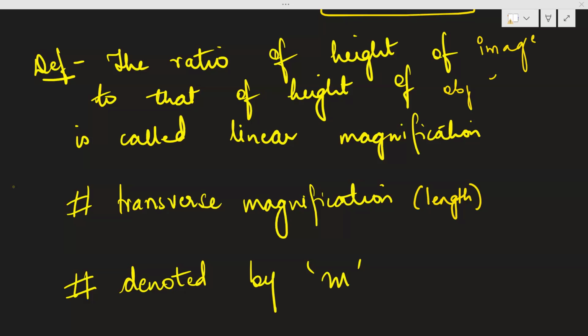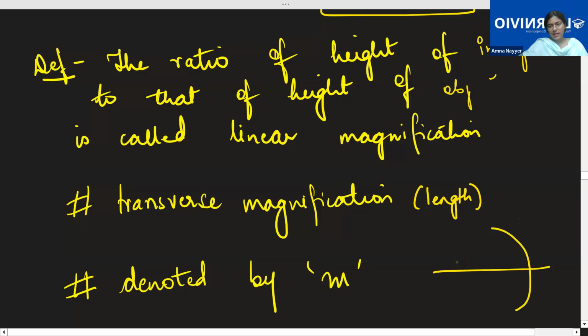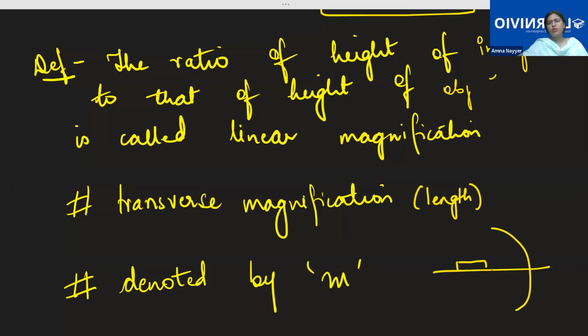Ma'am, length means U and V. No, see, length means, if I say U and V are the object and image distance, that will be there in the case of length also, height also. This means, let's say I have a mirror like this and I put the object like this, in a transverse manner, horizontally, and let's say I obtain the image like this. So this is the length of object by the length of image, instead of height. Clear? Yes. Done? Yes.